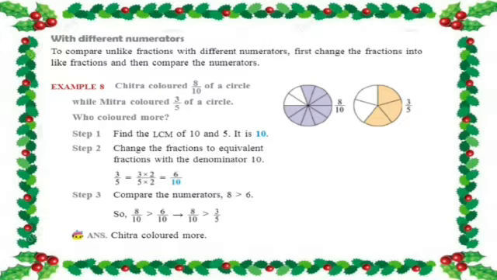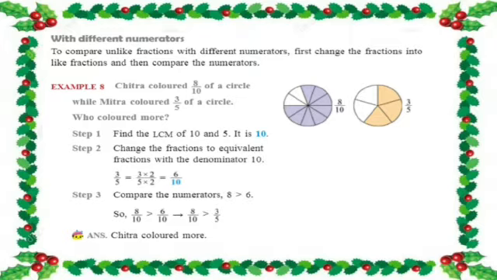Here I did not find it by short division method or prime factorization method. Here I used the property of LCM. If one number is a factor of another, the greater number is the LCM. So the LCM of 5 and 10 is 10.